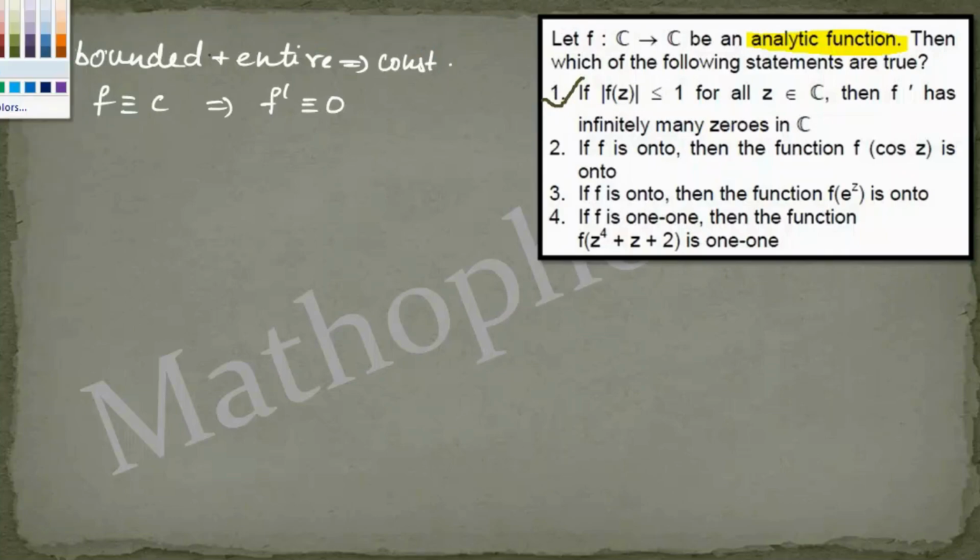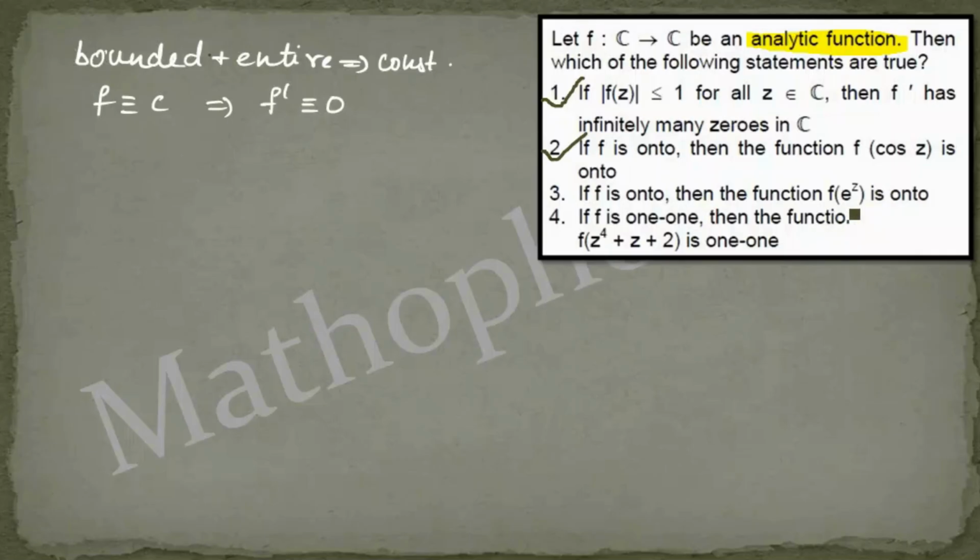Next option, f is onto, then the function f of cos z is onto. f onto சொல்லிட்டாங்க, and we also know that cos z is onto, and composition of two onto functions onto தான். So அதனால f of cos z is onto. So option 2 correct.